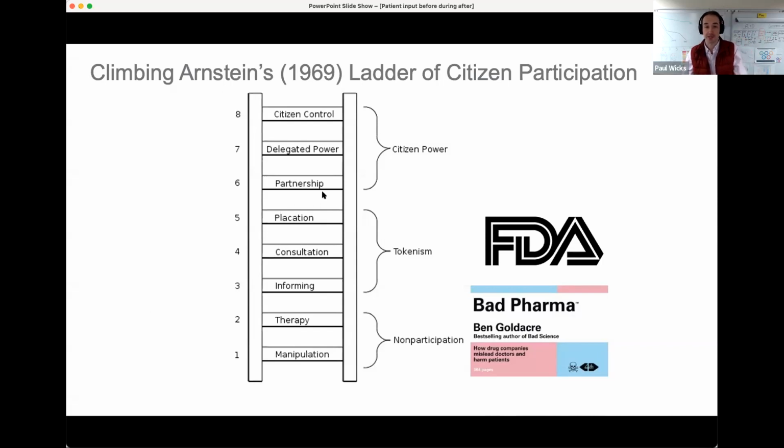So level 6 here would be partnership. So we're not just giving one sort of token issue that the participants have asked for. We're actually working with them in a more consistent way over time, and perhaps starting to give up some of our control and move up to things more like delegated power.